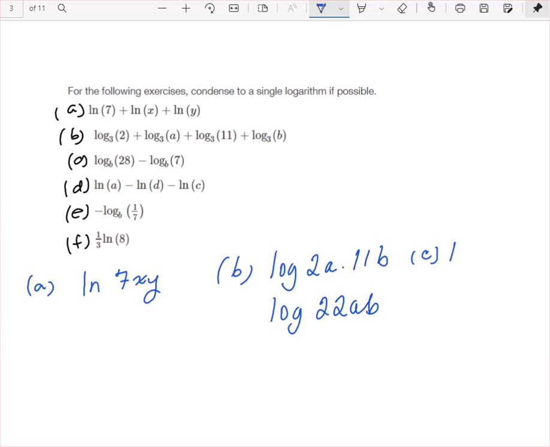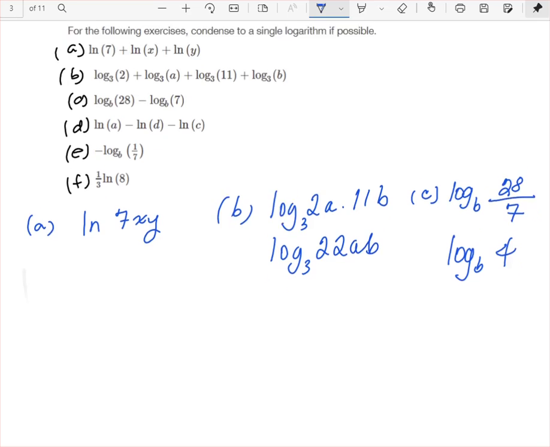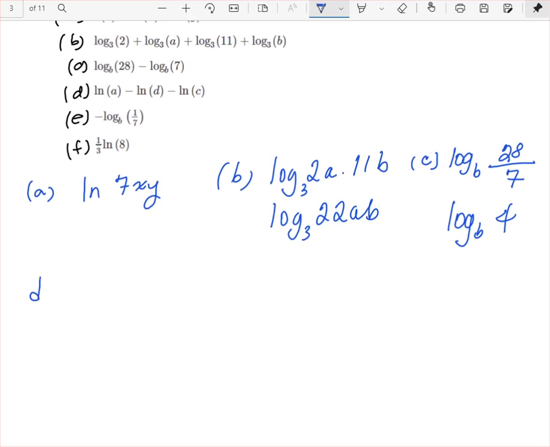Again, nothing in front of the logs, but this one's a subtraction. This should have a base 3. This is a subtraction, so I'm going to create my fraction and it will be 28 over 7, so that will be 4. Any positives go on top, anything that has a subtraction goes in the bottom. So it would look like that for letter D.